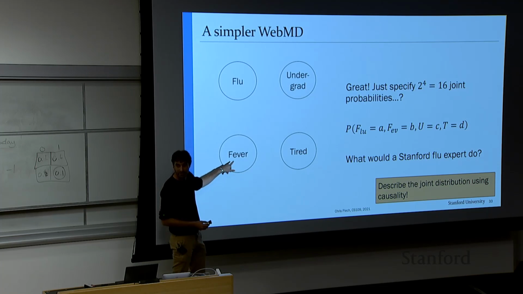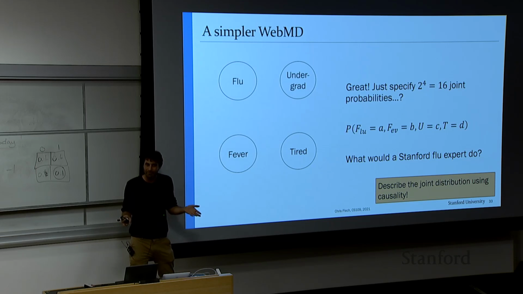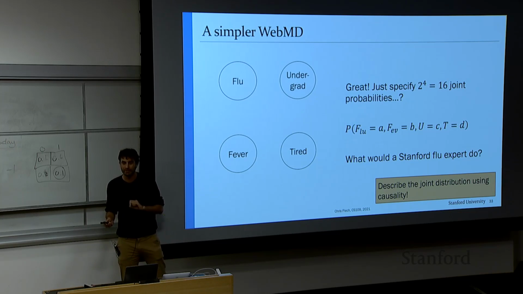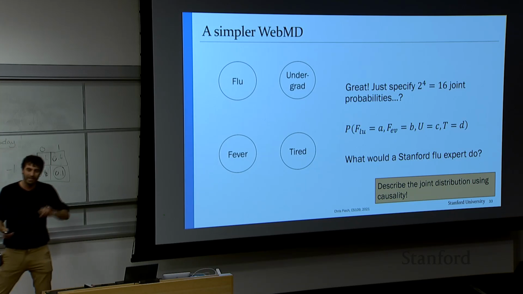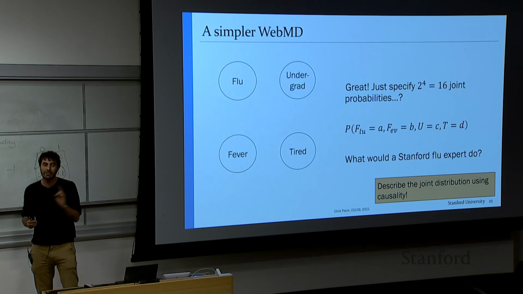If I tell you fever, that would change your belief that I have a flu. Like if I told you I have a fever, do you think I'm more likely to have a flu or not? Yeah, so it changes your belief, but I don't think it caused the flu. I don't think the fever is what made me have the flu. I think the flu made me have the fever. So probabilities go both ways, but causality we think goes in one direction.